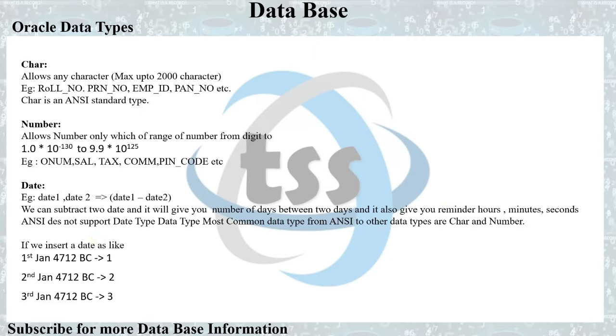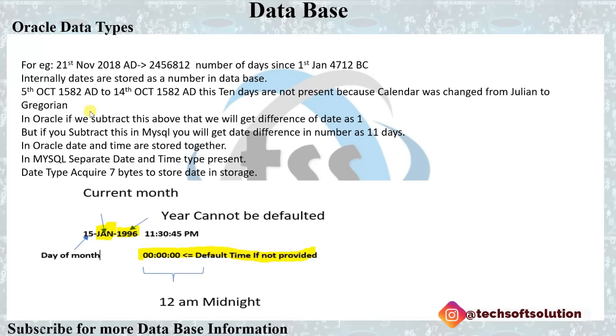If you insert a date like this, 1st Jan 4712 BC, it means this is the first day. 2nd Jan 4712 BC, it is the second day. 3rd Jan 4712 BC, it is the third day. For example, 21st November 2018 AD is nothing but 2475681 number of days since 1st Jan 4712 BC. So 1st Jan 4712 BC is the first calendar where the British calendar got introduced, and from where the number of days count is getting created.